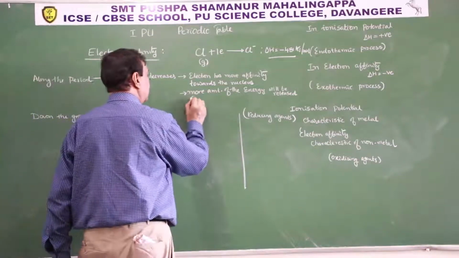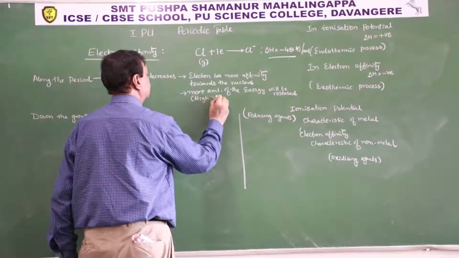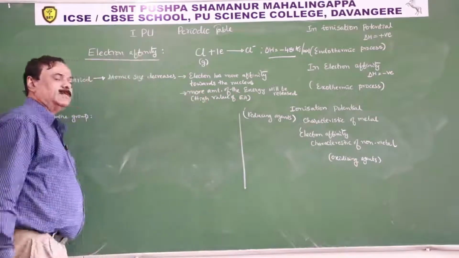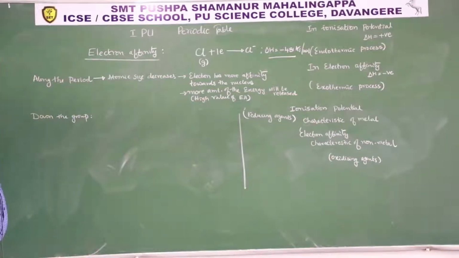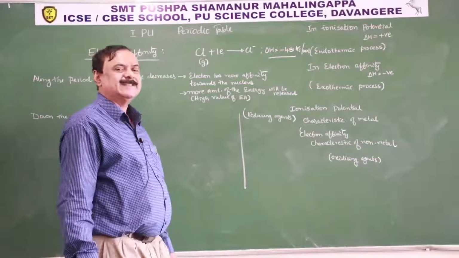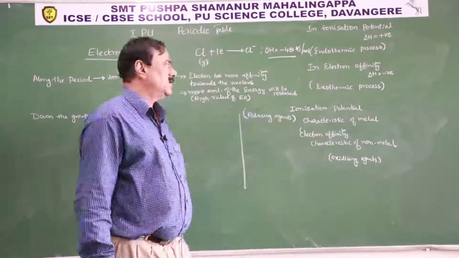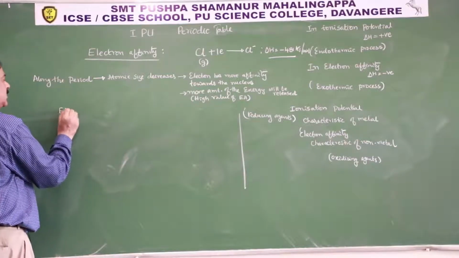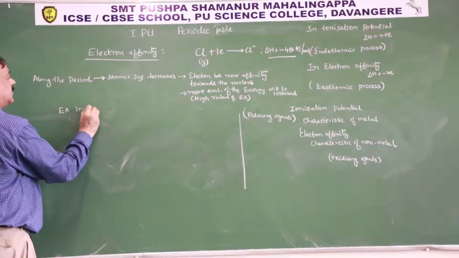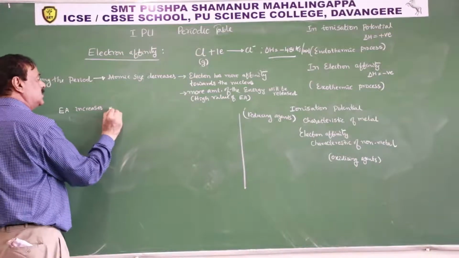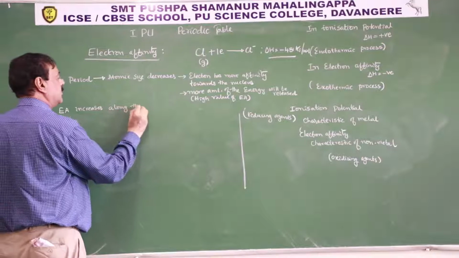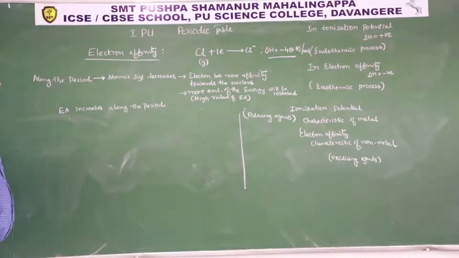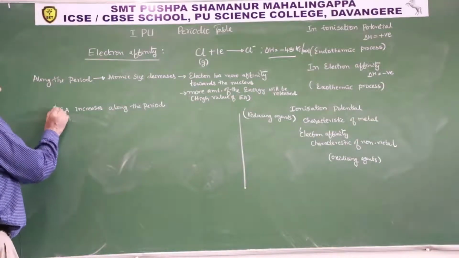Therefore, higher value of energy released means higher value of electron affinity. Therefore, electron affinity increases along the period. Is it clear? This is very important.